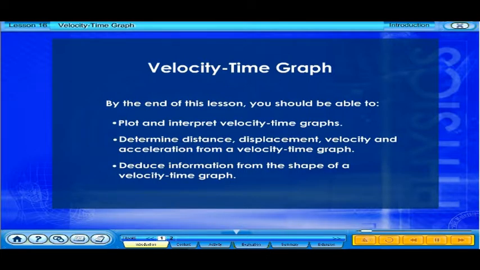By the end of this lesson, you should be able to plot and interpret velocity-time graphs, determine distance, displacement, velocity, and acceleration from a velocity-time graph, and deduce information from the shape of a velocity-time graph.